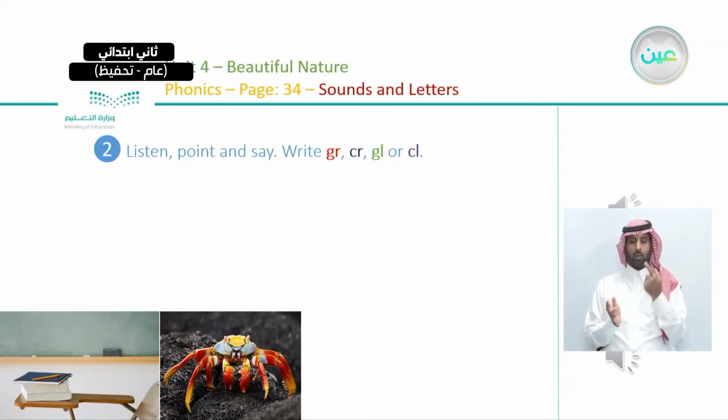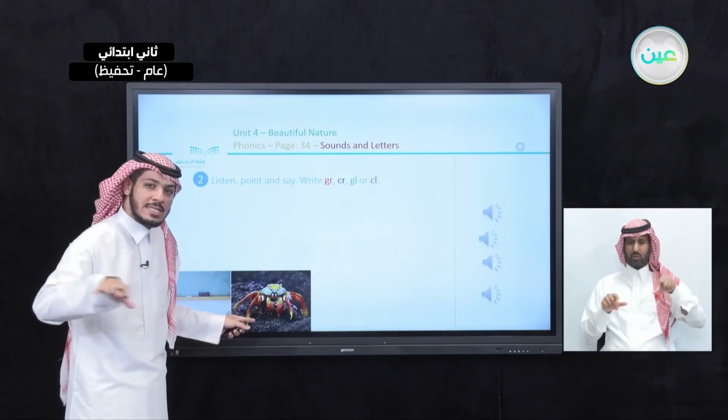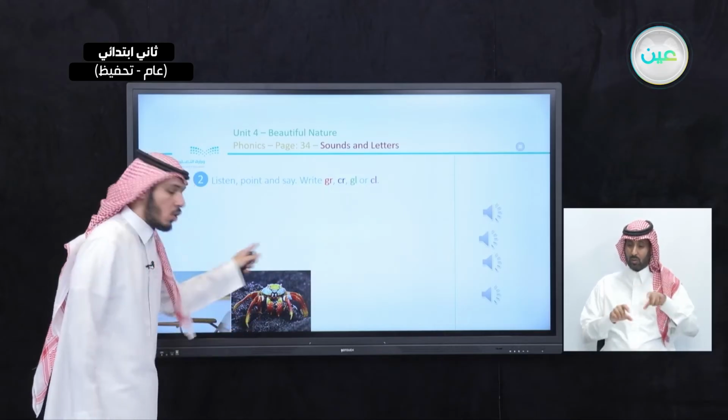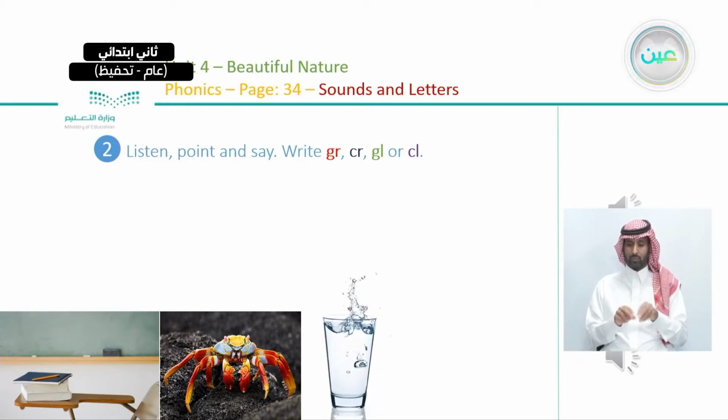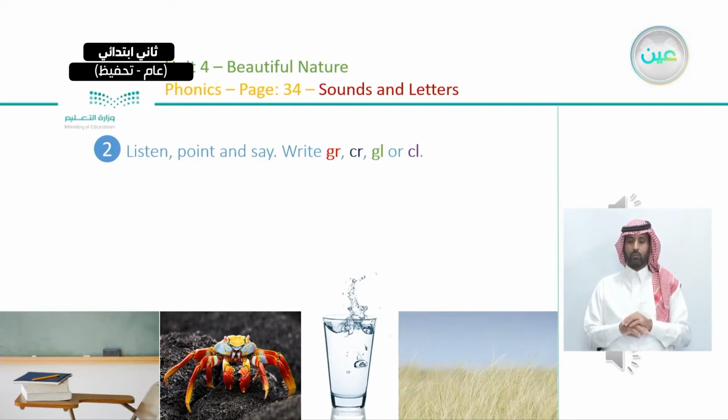Okay, after that we have this. This is the small animal. You can find it next to the sea, in the beach. So this is called crab. Excellent. After that we have this, and this is called glass. Excellent. After that we have this, and this is called grass.